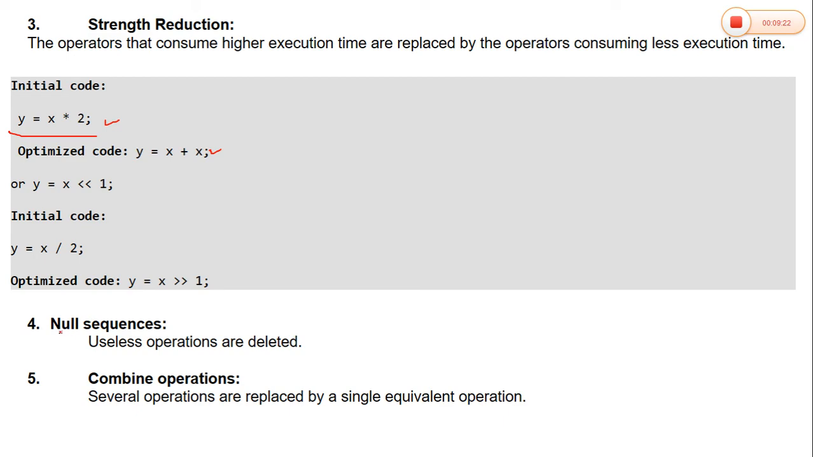Next technique is null sequences. In null sequences, useless operations are deleted. If you have some useless operations available in your code, they are removed. Next technique is combined operations. Several operations are replaced by a single equivalent operation.